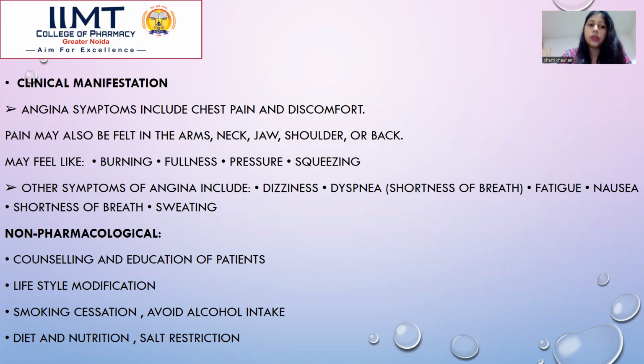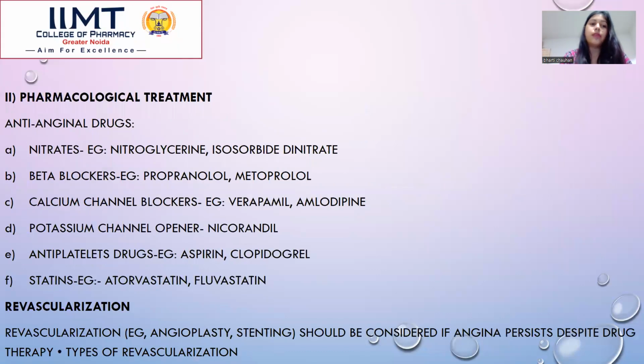Now, if we talk about the non-pharmacological management of this disease, it is how we can take precaution or how we can manage ourselves for prevention of this disease. We should do the counseling and education of the patient, right? Lifestyle modification will occur when you stop smoking or drinking. You will eat healthy food, right? Next is avoiding alcohol intake, diet and nutrition, salt restriction is another factor that may be helpful for the management. Next is pharmacological management.